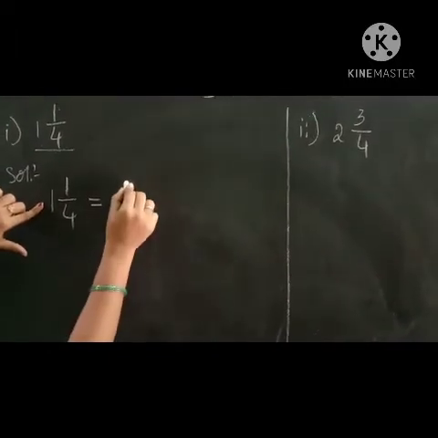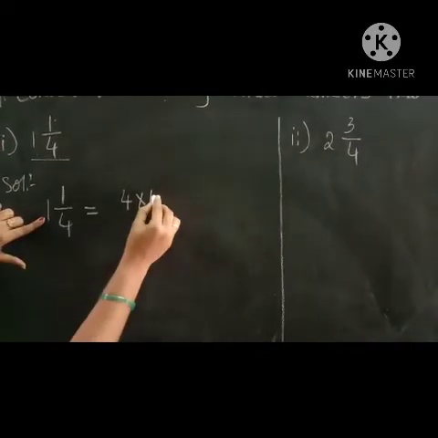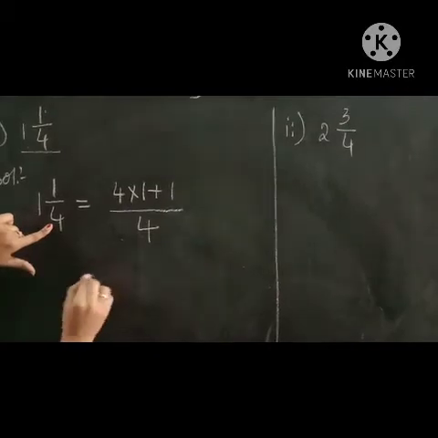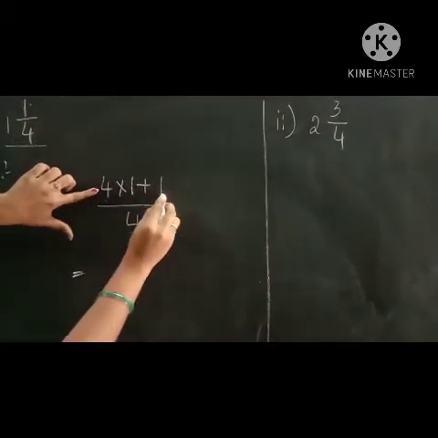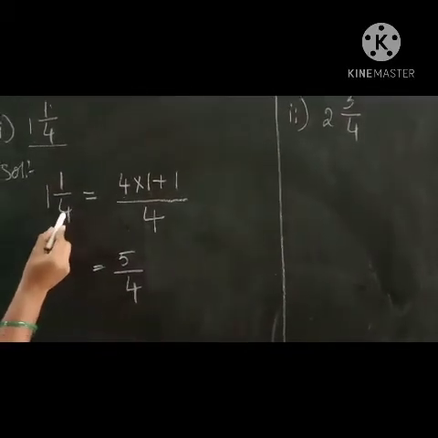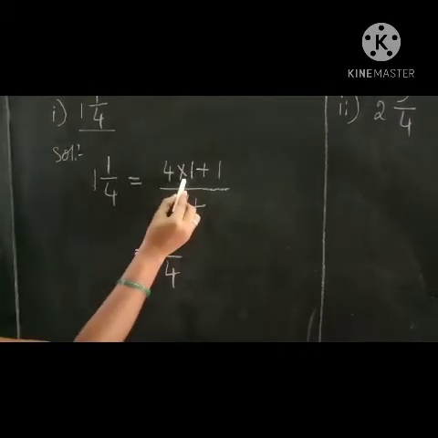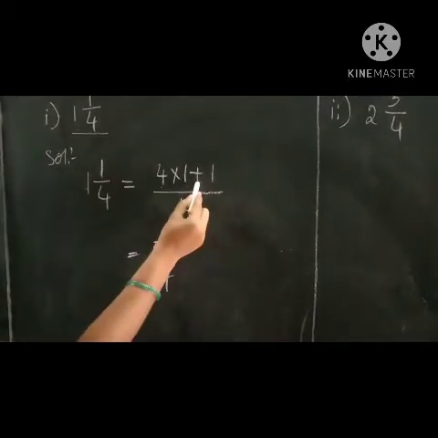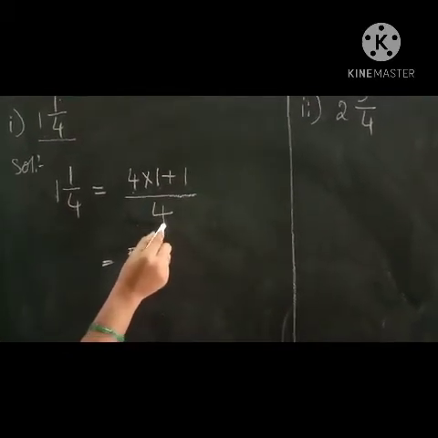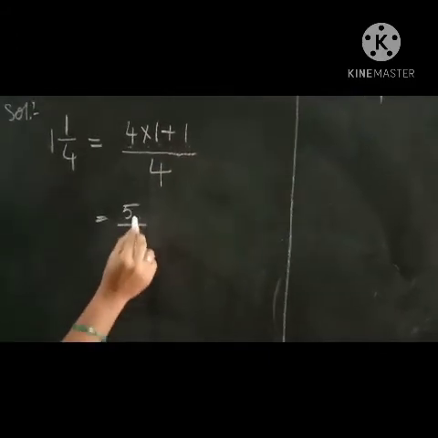First, we have to write the denominator number. Afterwards, 4 into 1 plus 1. What is the denominator number? 4, so simply write 4 here. 4 into 1 is 4. 4 plus 1 equals how much? 5. The denominator number is 4. We have to do the multiplication of these two numbers, 4 into 1, and then plus 1. The denominator number is constant, so we write only 4. 4 ones are 4, plus 1 means 5 by 4.